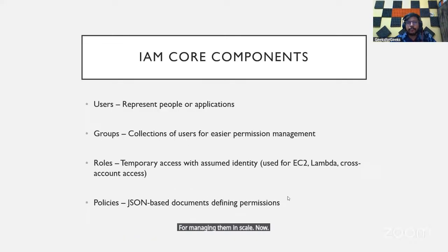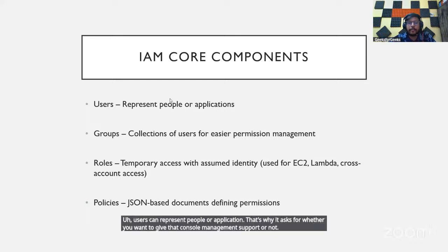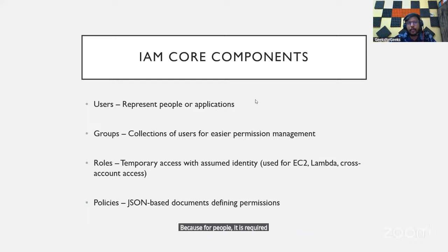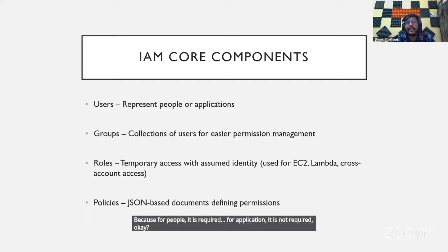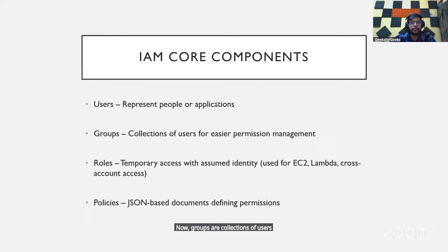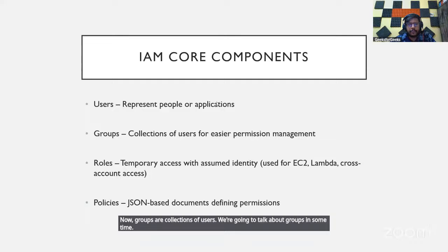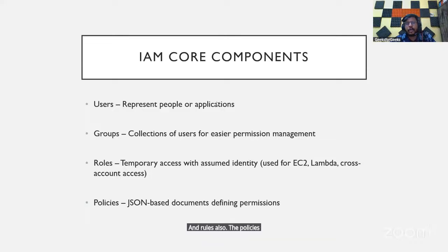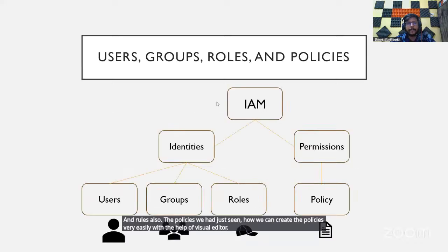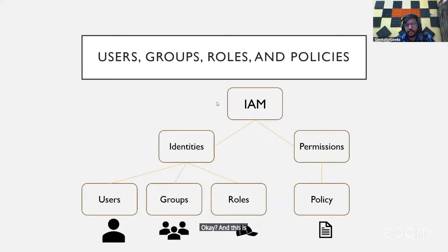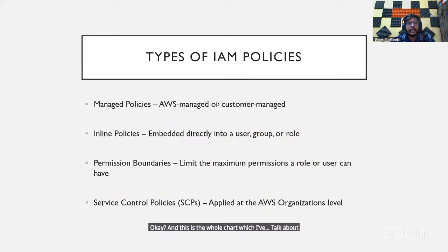Now the IAM core components, which I have just talked about. Users can represent people or applications. That's why it asks whether you want to give console management support or not, because for people it is required, for applications it is not required. Now, groups are collections of users. We're going to talk about groups in some time, and roles also. For policies, we have just seen how we can create them very easily with the help of the visual editor. And this is the whole chart which I talked about previously.